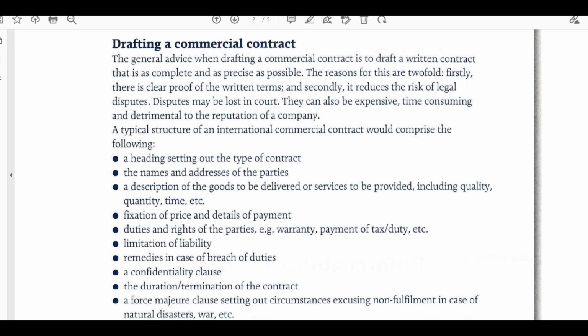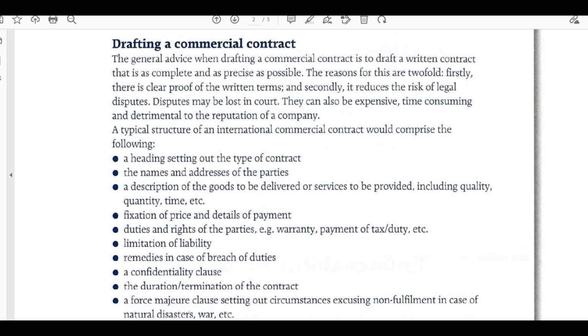Firstly, there is clear proof of the written terms. Secondly, it reduces the risk of legal disputes. Actually, disputes may be lost in court. They can also be expensive, time consuming, and detrimental to the reputation of a company.